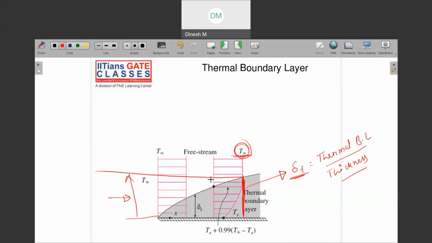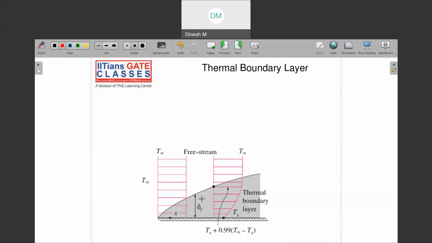Got the idea? So similarly, let us say you were talking about this point, then at this point what is delta T? So this can keep on changing and will keep on increasing. Okay, so this is what the hydrodynamic and thermal boundary layer is. Then there is one question: one is the thermal boundary layer thickness, delta T, and one is delta simply. So one is the thermal boundary layer thickness and one is the hydrodynamic boundary layer thickness. Yeah.